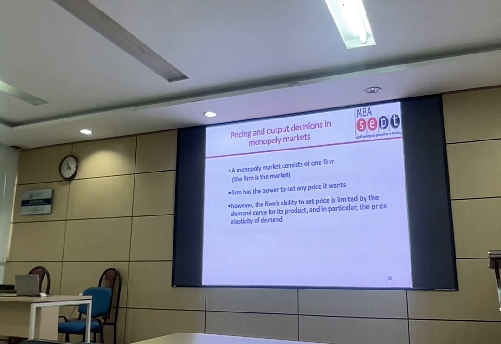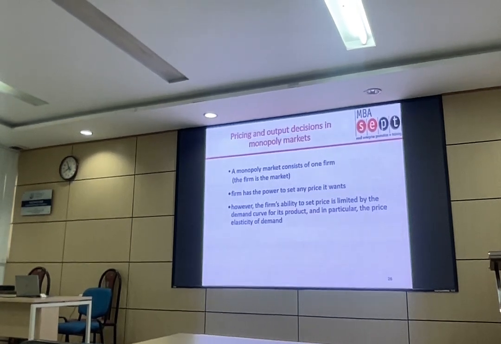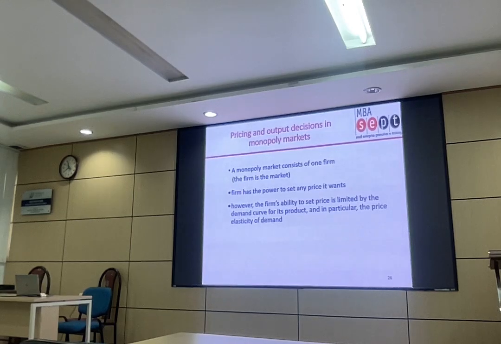The firm's ability to set the price is limited by the demand curve for its product, and by the price elasticity. If they change the price, how much do the quantities fluctuate? First is the form of the demand curve, steeper or flatter. Then, on the same demand curve, the firm faces different price elasticities of demand at different price levels. So the monopoly's behavior focuses on the change along the demand curve as a whole.